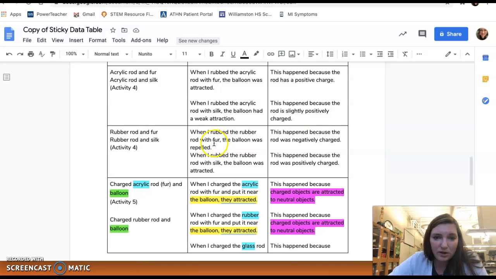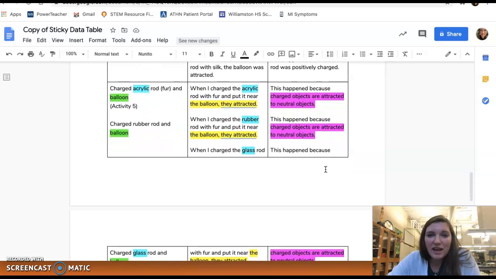Rubber rod and fur. When I rubbed the rubber rod with fur, the balloon was repelled because that gave the rubber rod a negative charge, and the balloon having a negative charge was repelled by that. When I rubbed the rubber rod with silk, the balloon was attracted, and that happened because the rod was positively charged. So positive rod, negative balloon, they're attracted.